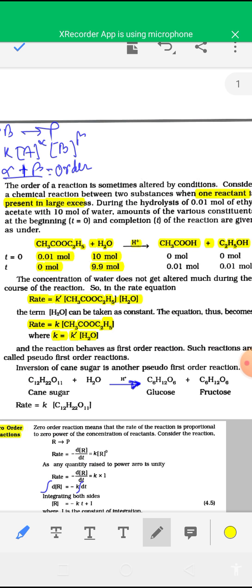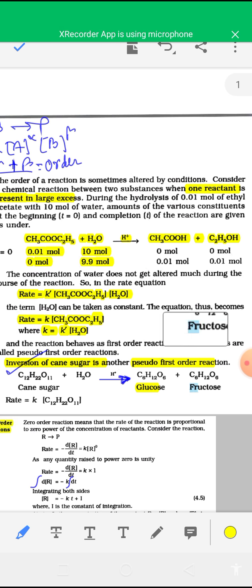Okay, one more example of pseudo first order reaction is inversion of cane sugar. Inversion of cane sugar is another pseudo first order reaction. Cane sugar means C12H22O11 plus water in presence of H plus, that is acid, to give glucose and fructose. Okay, that is, this is hydrolysis of cane sugar in presence of acid. This is also first order reaction.